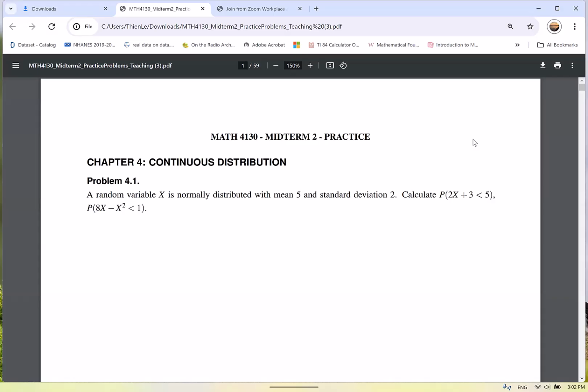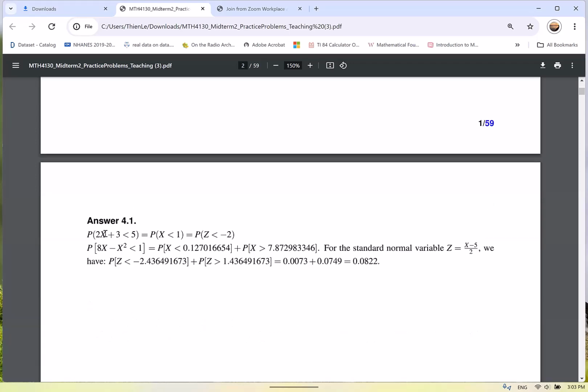So for chapter 4, let us first look at problem number 1. It tells us that we have a random variable x, with a given mean and standard deviation, that is normally distributed. And then we need to calculate the probability that 2x plus 3 is less than 5, and in another case, ax minus x squared less than 1. So you can see here, it's just a transformation, right? The first one, you have a linear 2x plus 3, and this you have a quadratic, so you have an x squared here. With that, you can translate the problem back to x less than 1.